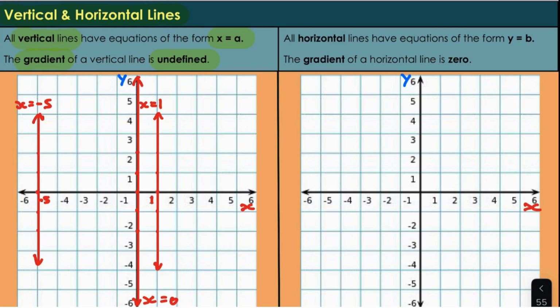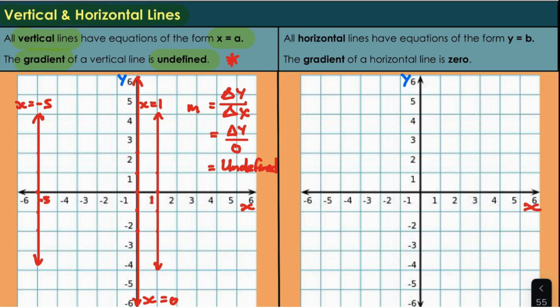Now, for the second point, the gradient of a vertical line is undefined. How is that so? Well, we know that gradient is the change in y over the change in x. But now, as we can see, there is no change in x for these vertical lines. The x value always stays the same. Now, if there is no change in x, we will have change in y over a 0 for the change in x. But we know that we cannot divide by 0. If we ever divide by 0, it is undefined. And that is why the gradient or slope of a vertical line is undefined.